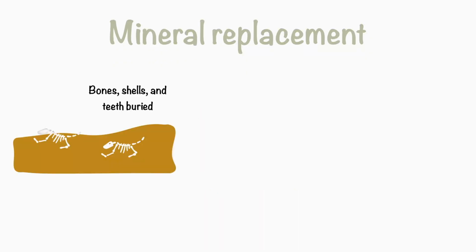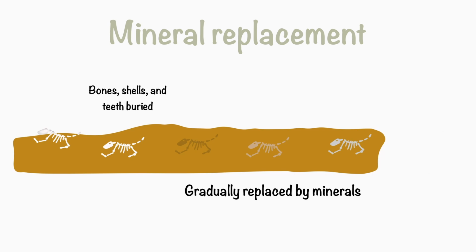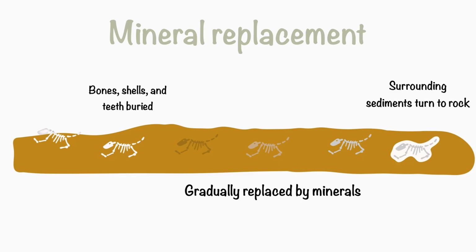The first and most common way fossils form is through gradual replacement of minerals. This happens when parts of an organism that don't easily decay, such as bones, shells, and teeth, are buried in sediment. Over very long periods, these hard parts are gradually replaced by minerals as they decay. The minerals form a rock-like substance that takes the shape of the original body part. Eventually, the surrounding sediments turn to rock, with the fossil clearly visible within it. When someone discovers and carefully excavates the rock, the fossil is revealed.